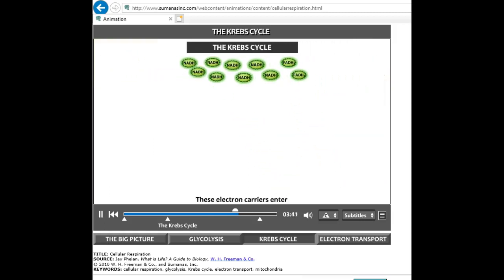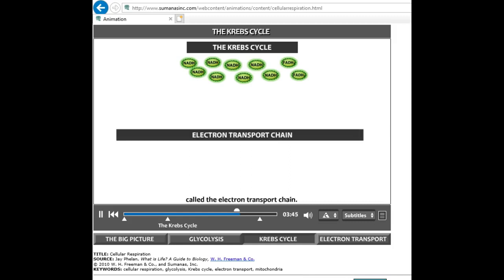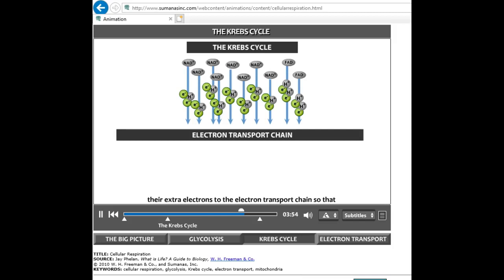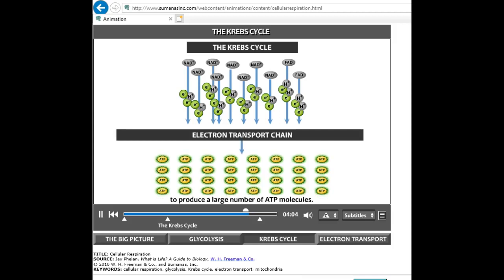These electron carriers enter the next phase of cellular respiration, called the electron transport chain. NADH and FADH2 molecules must give up their extra electrons to the electron transport chain so that they may revert back to NAD+ and FAD and help in the Krebs cycle again. The electron transport chain uses the energy from the electrons to produce a large number of ATP molecules.